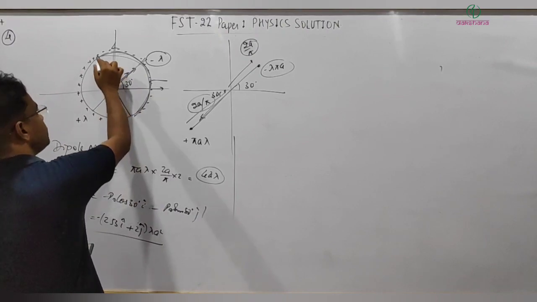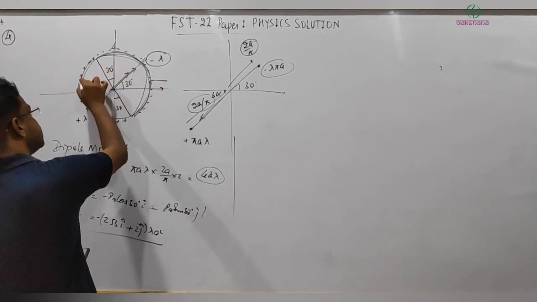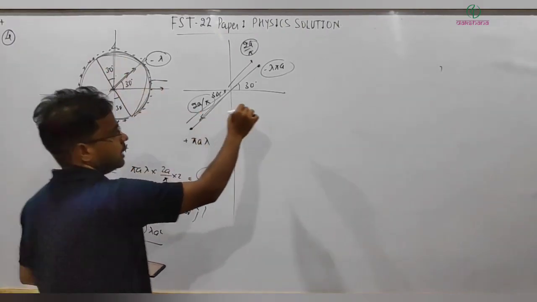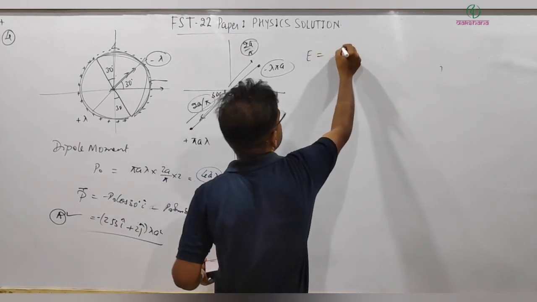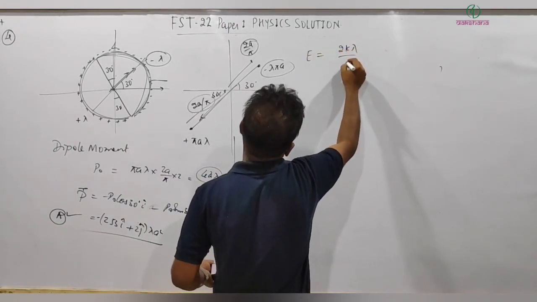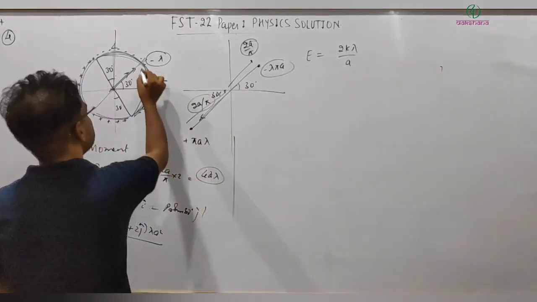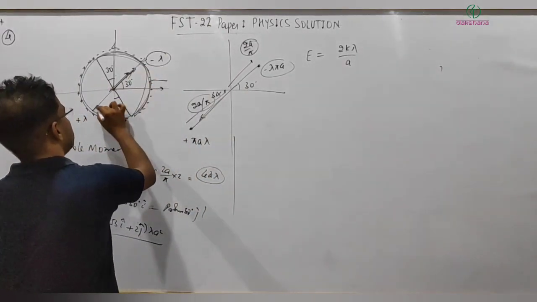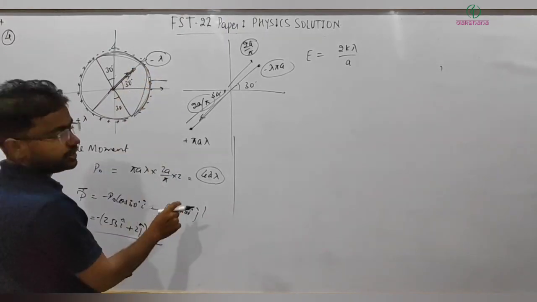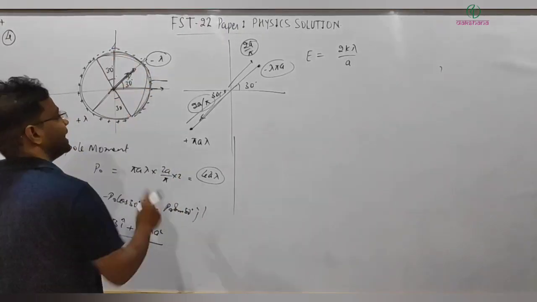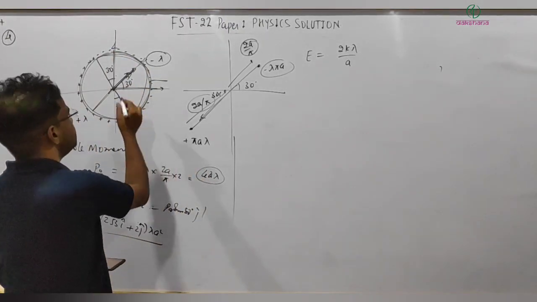So this is the dipole moment of the system, and for calculating the electric field, we can simply break this into two parts: one semicircular ring and another semicircular ring. We know the formula of the electric field due to a semicircular ring, that is 2kλ by r. So r is a here, and the electric field due to the negative part will be in this direction, and due to the positive part in this direction. So that electric field should have positive components in the x and y directions. The angle will still be the same.